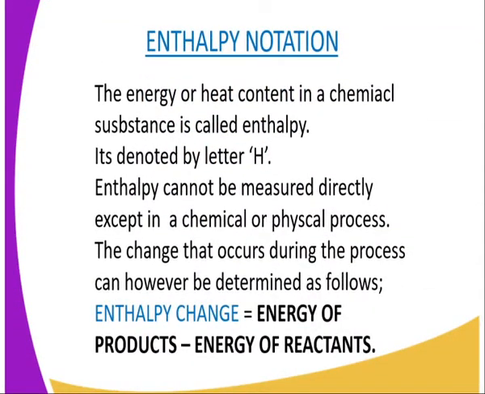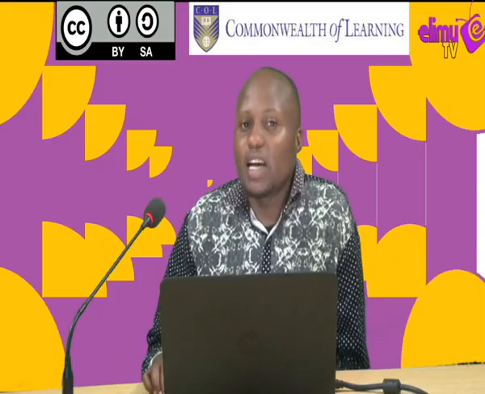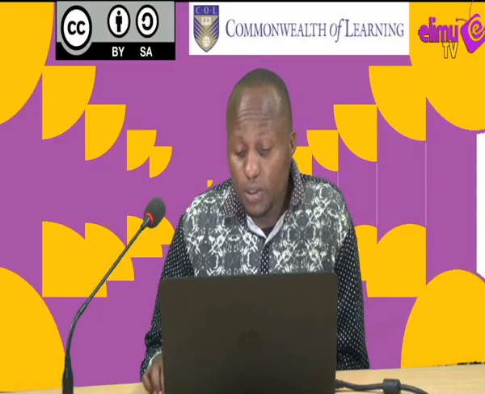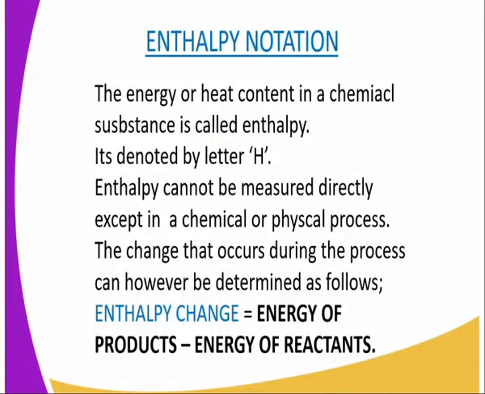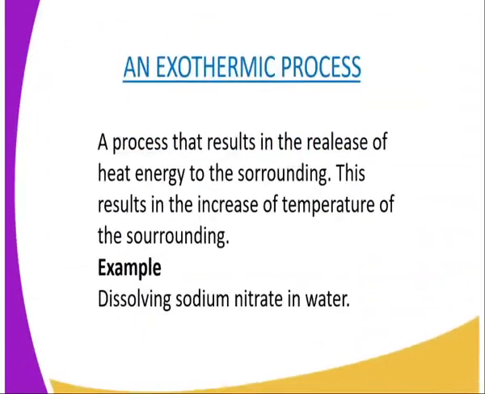So how do we express this? The energy or heat content in a chemical substance is what we refer to as enthalpy. It is denoted by H, and it cannot be measured directly. Therefore, we measure the change that occurs due to an exothermic or endothermic reaction. So we determine it as follows. Enthalpy change is given by the energy of the products, you subtract the energy of the reactants. Now, there is a point to note.